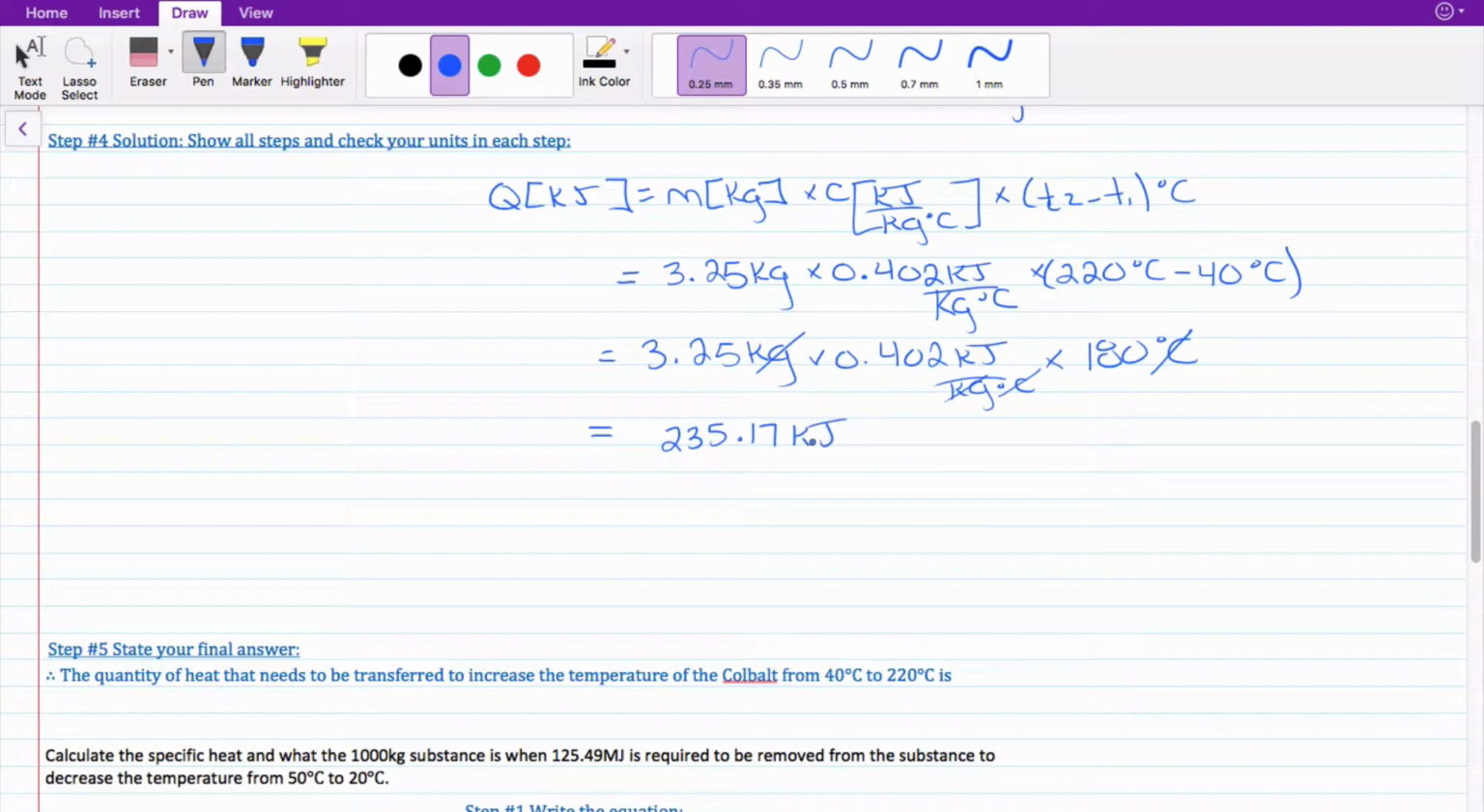So the last step, I always like to write out your final answer. So step 5, state your final answer. The quantity of heat that needs to be transferred to increase the temperature of cobalt from 40 degrees to 220 degrees is 235.17 kilojoules.